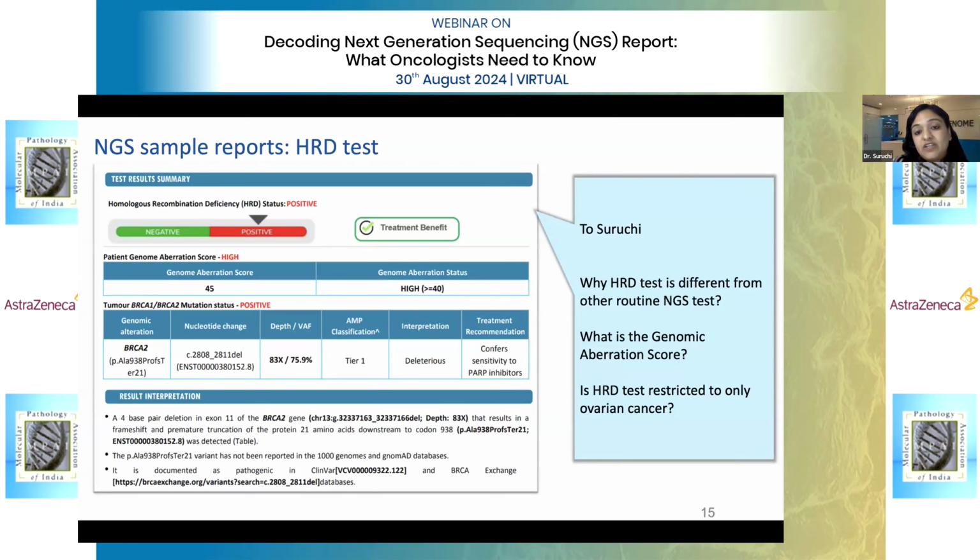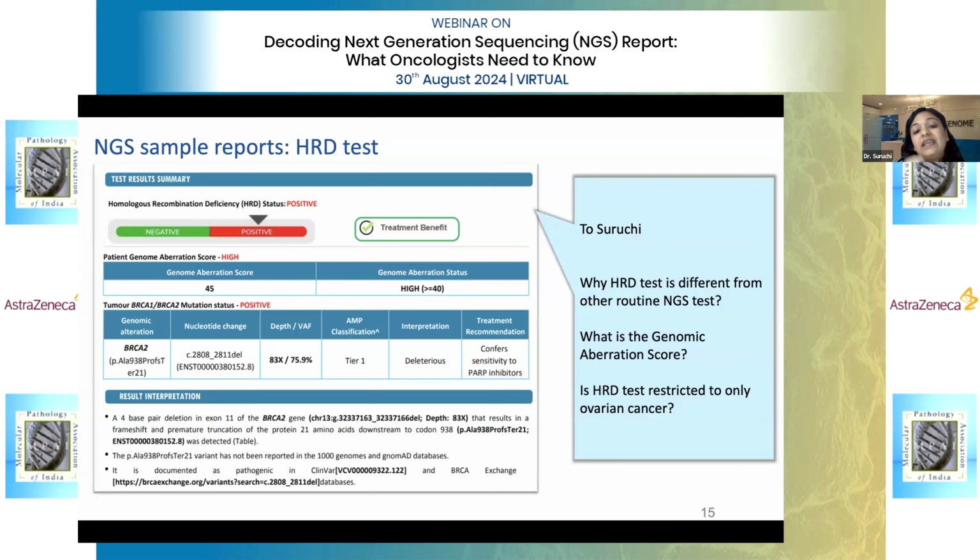So HRD is a genomic signature which happens across the genome when the HRR pathway becomes defective. And at MedGenome, AstraZeneca and MedGenome in collaboration have developed an HRD test, which is better in terms of quality and optimization as compared to the Chinese tests that we were using earlier, because there were no other options. And it has been validated with Myriad myChoice also with 100% accuracy.